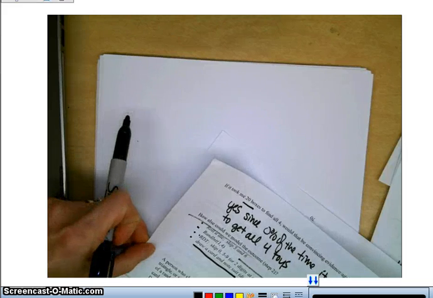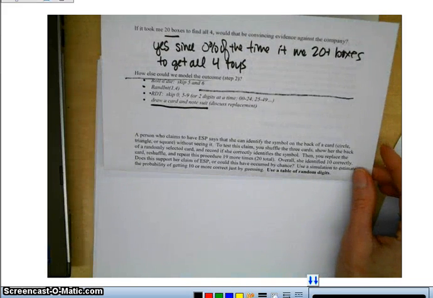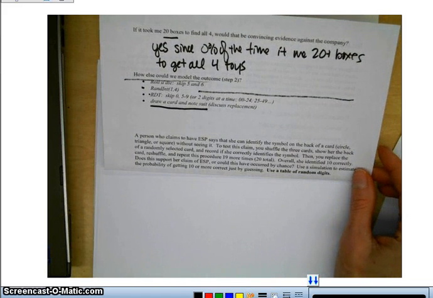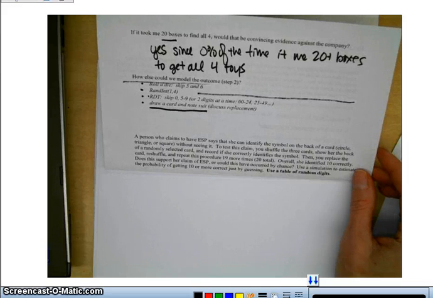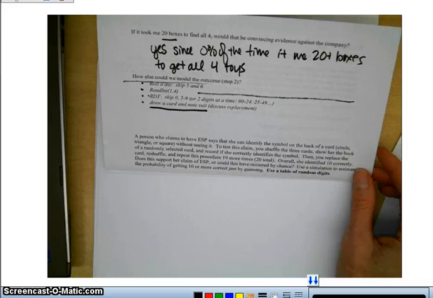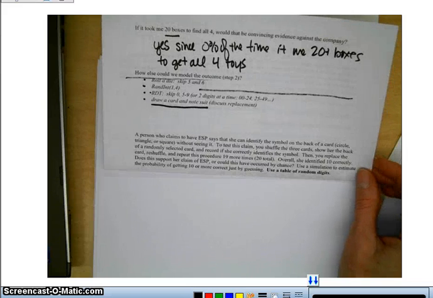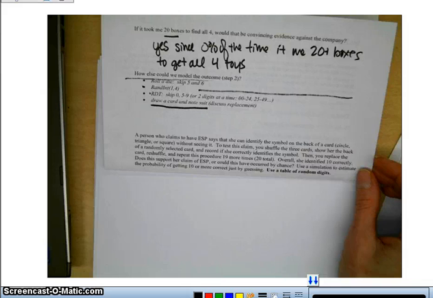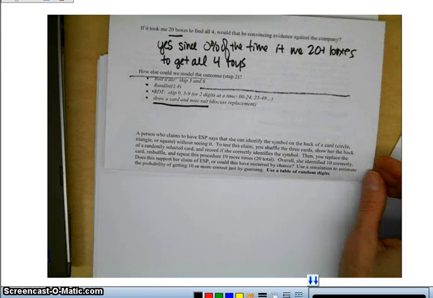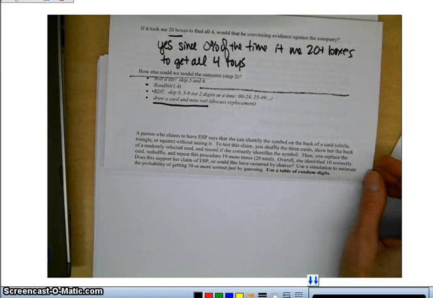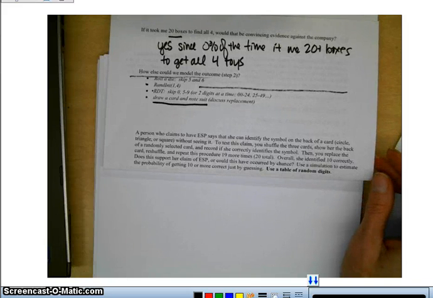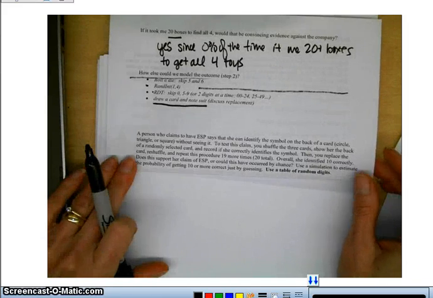Alright, so now we want to look at this problem here. We've got an ESP problem. A person who claims to have ESP says that she can identify the symbol on the back of a card, a circle, a triangle, or a square, without seeing it. To test this claim, you shuffle 3 cards and show her the back of a randomly selected card. And if she correctly identifies the symbol, then you replace the card, reshuffle, and repeat this procedure 19 more times, 20 total. Overall, she identified 10 correctly. Does this support her claim of ESP, or could this have occurred by random chance? Use a simulation to estimate the probability of getting 10 or more correct by just guessing. Use a random digit table.